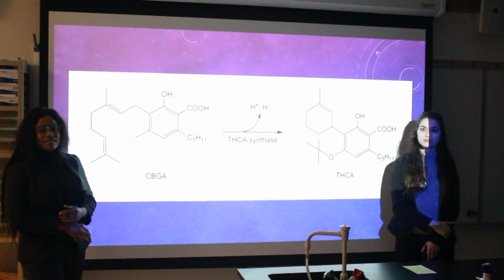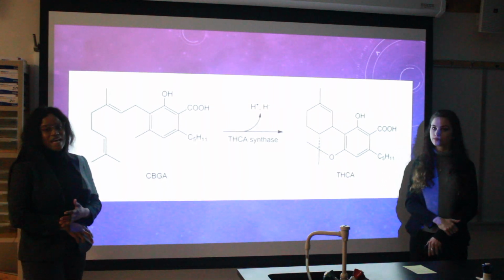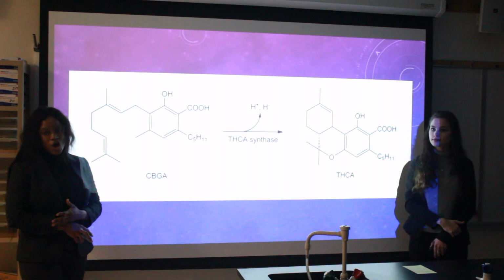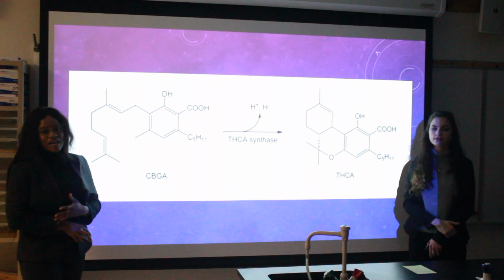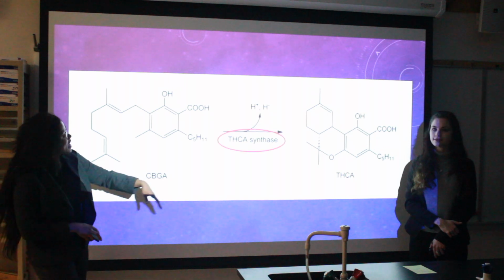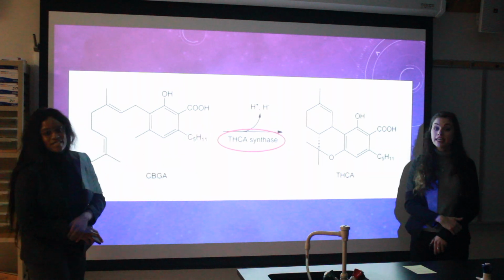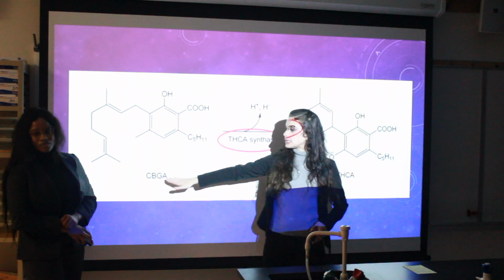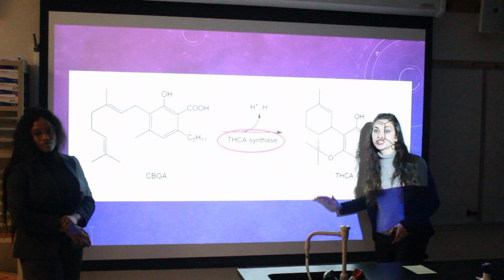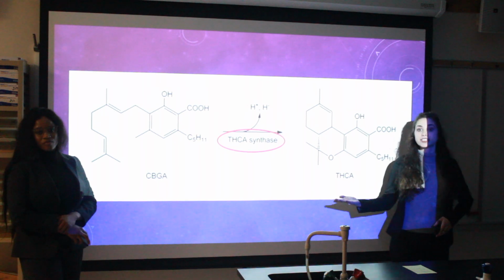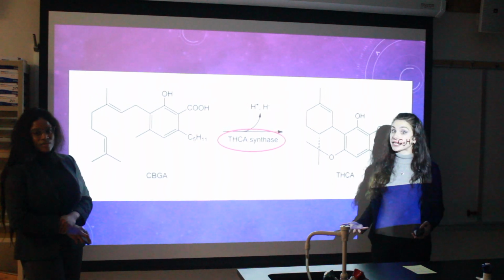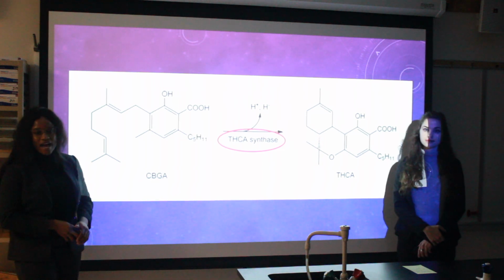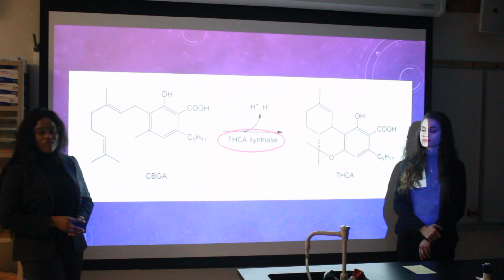However, before this decarboxylation can occur, THCA must be biosynthesized from cannabigerolic acid, or CBGA. The enzyme that catalyzes this step is THCA synthase. Now, THCA synthase mediates the biosynthetic step which converts CBGA into THCA, in order for THCA to then go on and be converted into THC. Thus, THCA synthase is regarded as the key enzyme controlling the psychoactivity of cannabis.